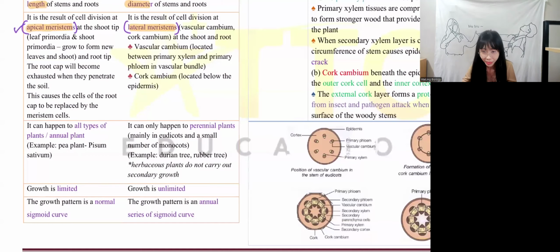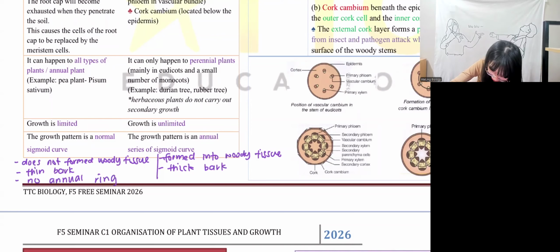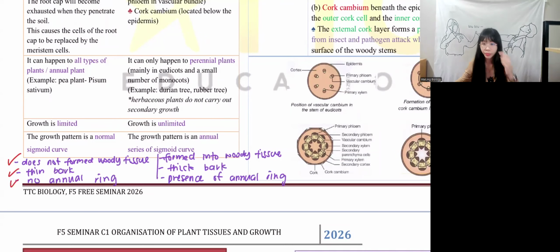Bark is the skin of the tree. And then this is thick bark. The last one: absence of annual ring for primary growth, presence of annual ring for secondary growth. So these three, you can also write in the exam.